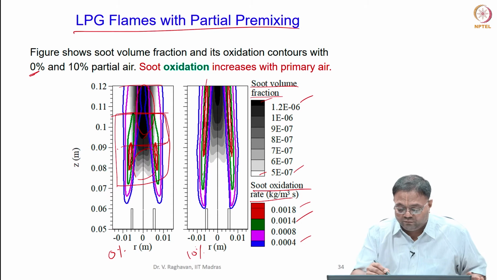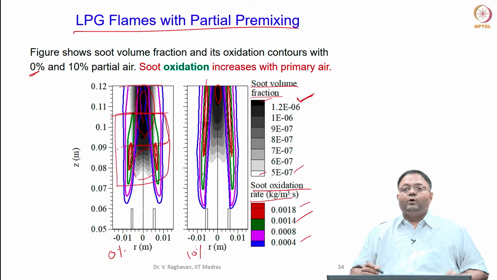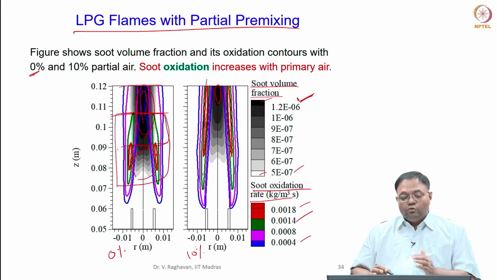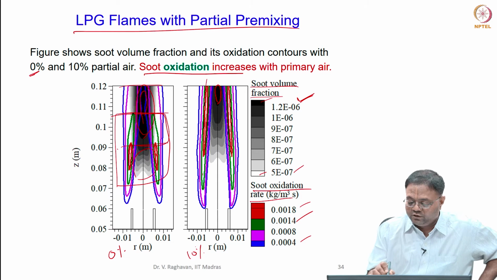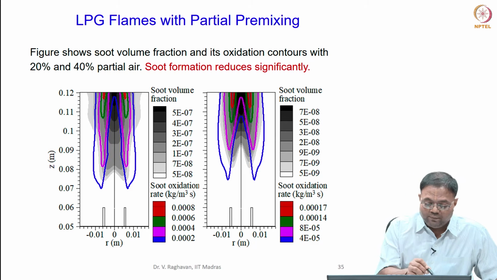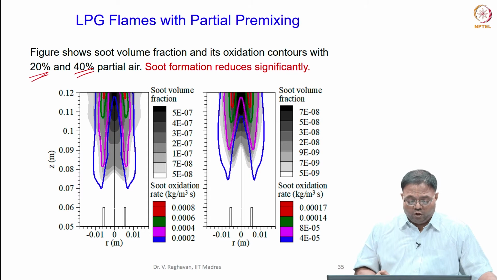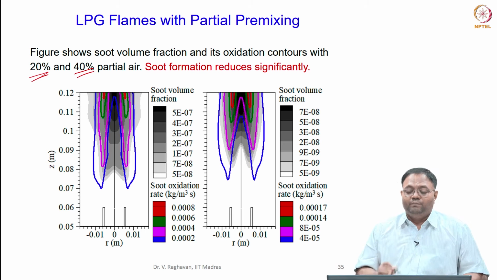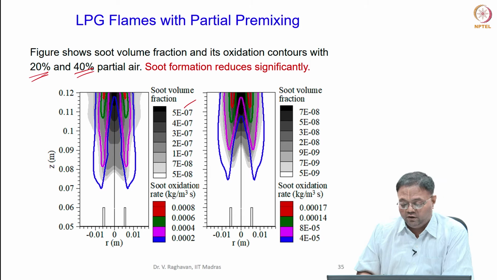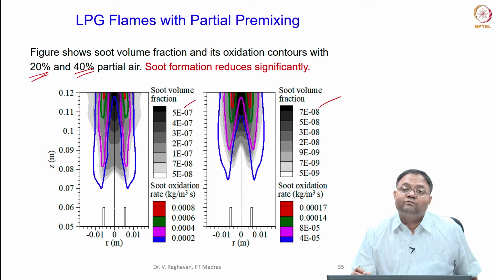But the maximum soot which is formed here, they have the same value, 1.2 into 10 to the minus 6, but there is a clear reduction in the soot because of the increase in the soot oxidation rate with the primary air. So, that we have to understand. Now, we will take the other two cases, that is 20% primary air and 40% primary air. So, now I need different scales to plot it, because for 20% primary air, the maximum soot volume fraction is 5 into 10 power minus 7. When I go to 40%, it is 1 order less in magnitude, 7 into 10 power minus 8.